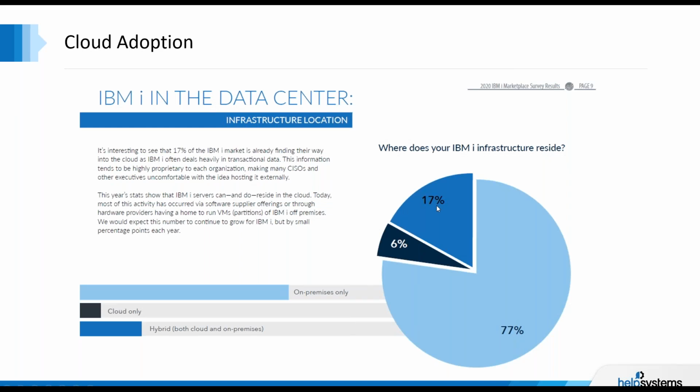Okay, so cloud adoption. This is an interesting one. This is one of the questions that Help Systems ask as part of their annual marketplace survey. In fact, we only started asking this particular question in 2019, so this is from 2020. In 2019, those IBM i shops that were solely on-prem stood at around 83%. In the latest survey that we published in January this year, this percentage dropped to 77%, so a 6% shift.